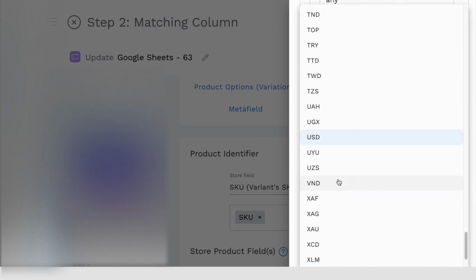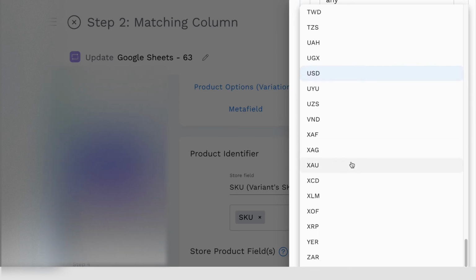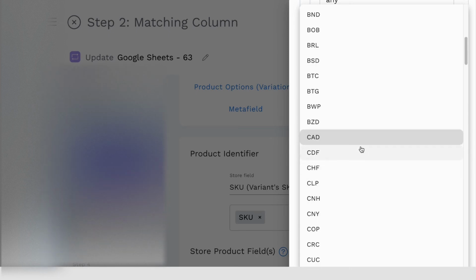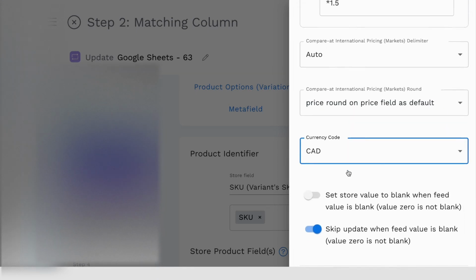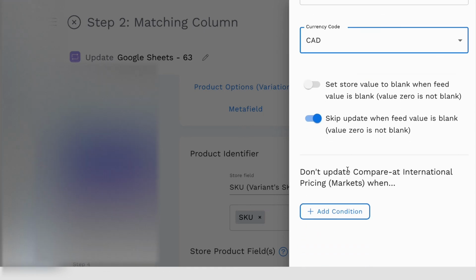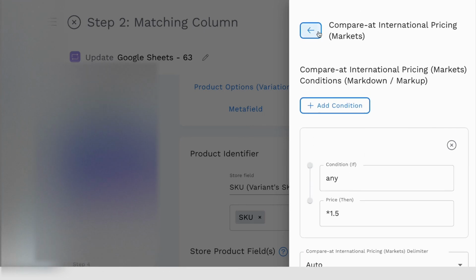A currency code is for updating the price on a specific market. For example, if the Canadian market's currency is CAD, simply select the CAD currency, and it will update it to the market accordingly. Once you are ready, click on Next.